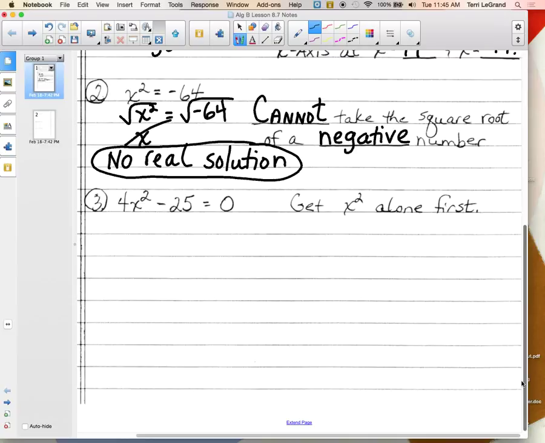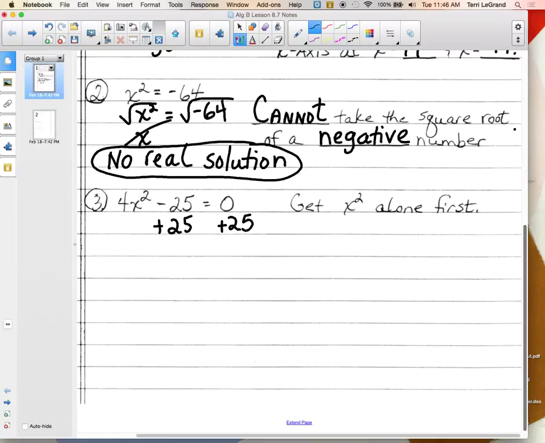4x squared minus 25 equals 0. Notice what I say. Get x squared alone first. So in other words, add 25 to both sides. Let's do that first. Let's get that 25 moved over. Because if you tried right now to take the square root of both sides, does anybody happen to know what the square root of 4x squared minus 25 is? 2x? Close, but not 2x.